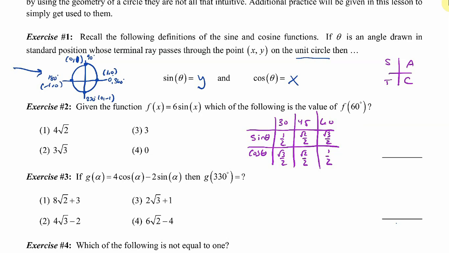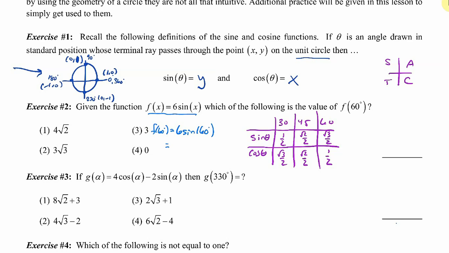So let's take a look at number 2 here. It says, given the function f of x equals 6 times the sine of x, what is the value of f of 60 degrees? So f of 60 degrees, if we plug 60 degrees in for x, is just 6 times the sine of 60 degrees. And we have the table right there.